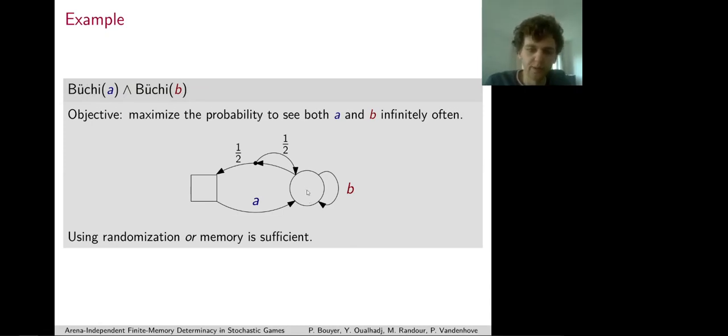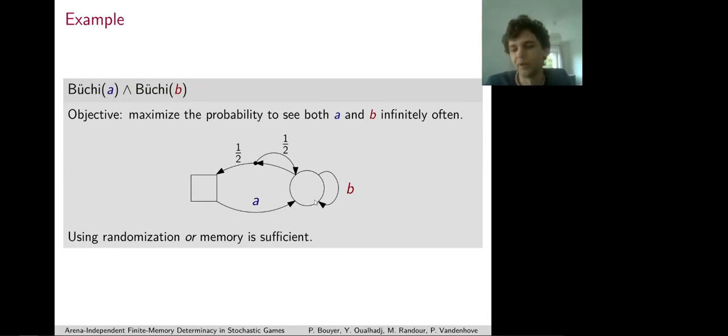So one way could be in this state for player 1 to take the rightward transition with probability 1/2 and the leftward transition with probability 1/2. And so this will guarantee that with probability 1, both B and A will be seen infinitely often. So maybe B will be seen more often, but that's fine. You just want to see both infinitely often.